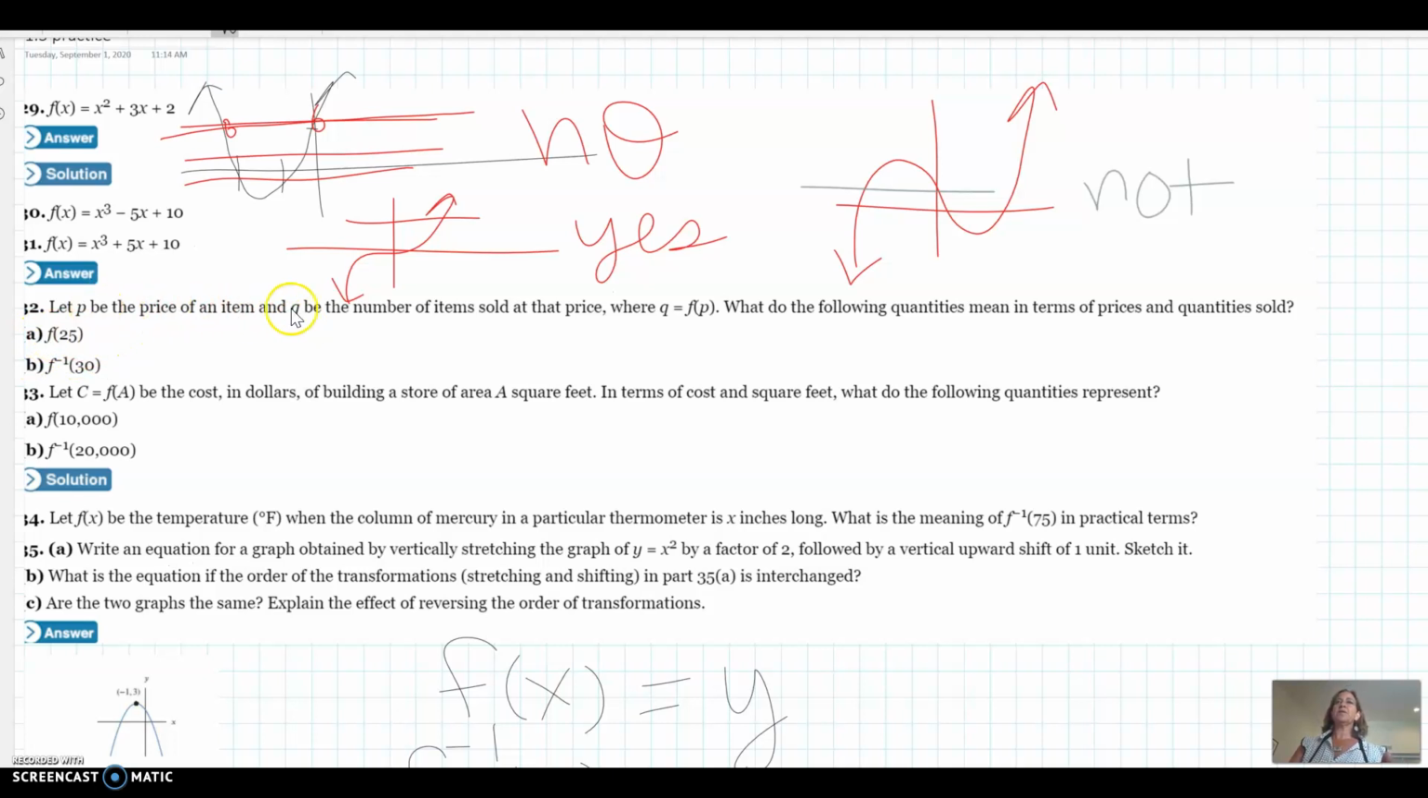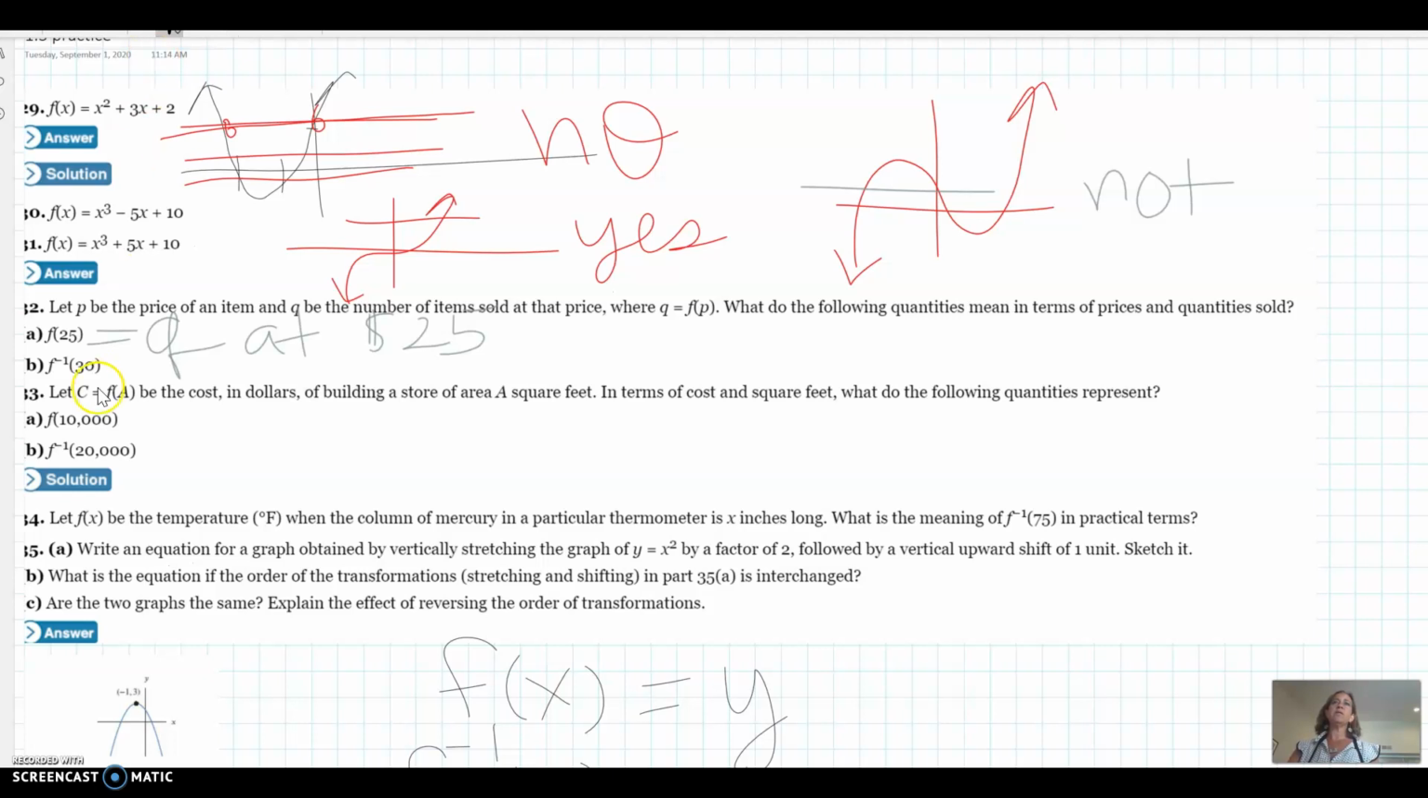So in this case, P is the price of an item, Q is the quantity, and we're saying the quantity of items sold is a function of the price. So in my original function, the input is the price and the output is the quantity. So here, this is going to give me the quantity sold at a price of $25. I see in the parentheses my input is the 25. That in this case represents the price.